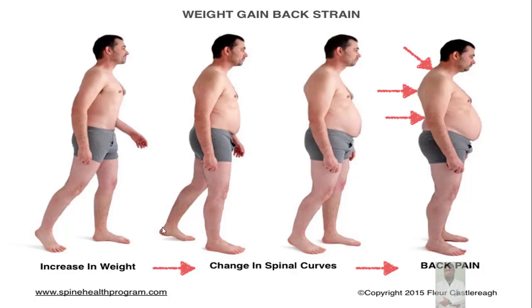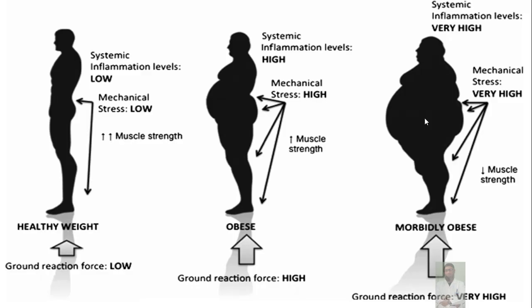Weight gain and back strain. An increase in weight causes pressure on your spine, and the spine curvature is changed. You can see slowly the weight is increasing, the belly is increasing, so the curvature is changed. When the curvature is changed, the pressure is increasing. So weight is another important thing. Here is a picture. It also denotes how weight causes pressure on your spine.